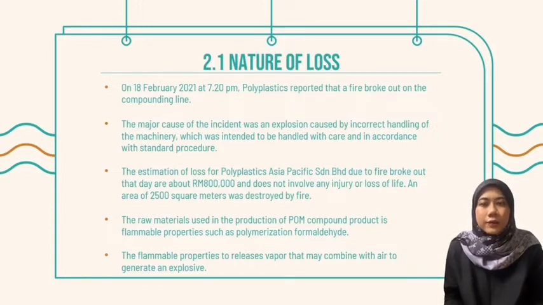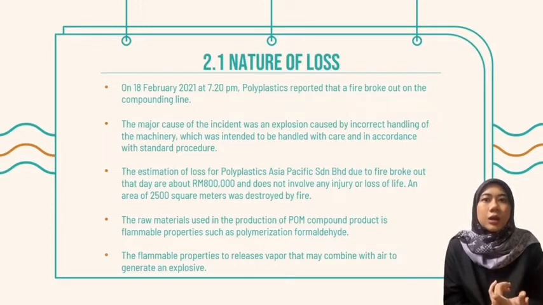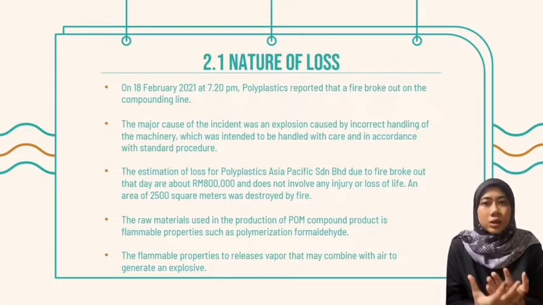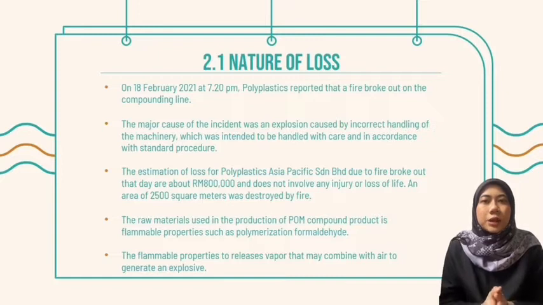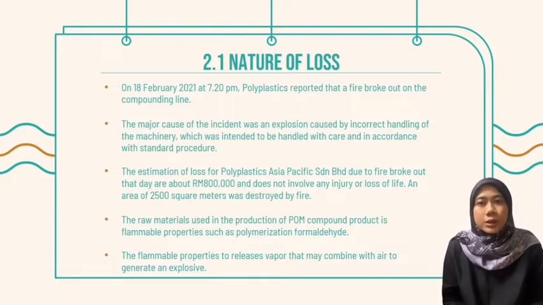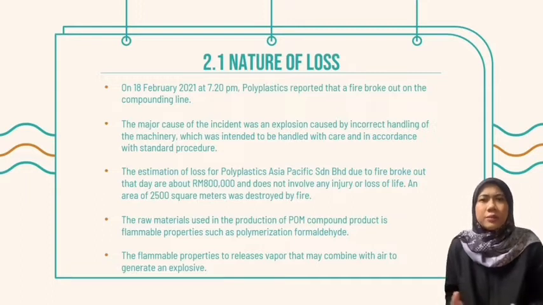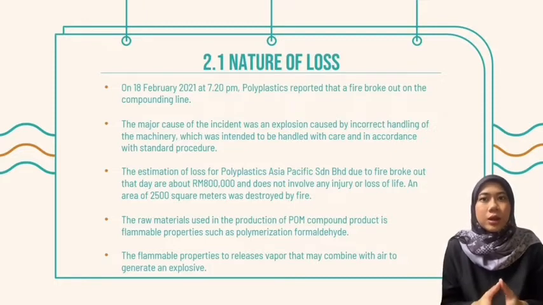The breakdown of the loss includes the building, machinery, tools, equipment, and stocks. An area of 2,500 square meters was destroyed by fire. The laser cutter used in the production of POM polymer was damaged. Using an infrared laser, the laser cutter was applied to precisely and neatly cut the POM sheet. The raw materials used in the production of POM compound products have flammable properties, such as polymerized formaldehyde. The flammable properties release vapor that may combine with air to generate an explosion.